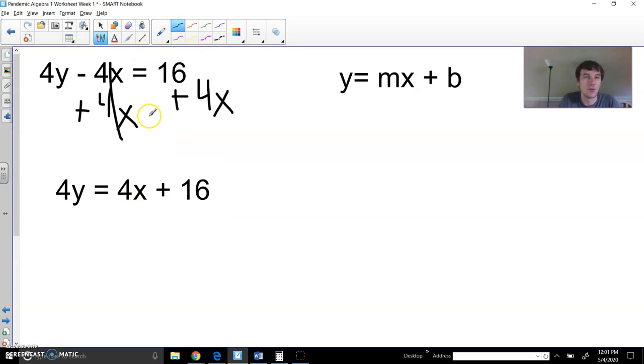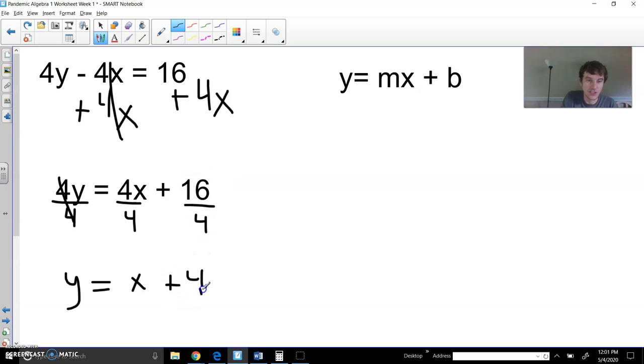So the next thing I want to do is this 4. Anytime they're up against each other, like a number and a variable, 4 is the coefficient, but they're multiplying because they're up against each other. So I want to divide the 4 to the other side. And when I divide everything by 4, this will reveal what my final answer is. So 4 divided by 4 would just leave 1x, and 16 divided by 4 is 4.